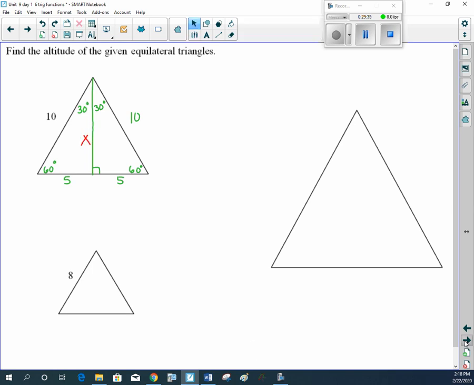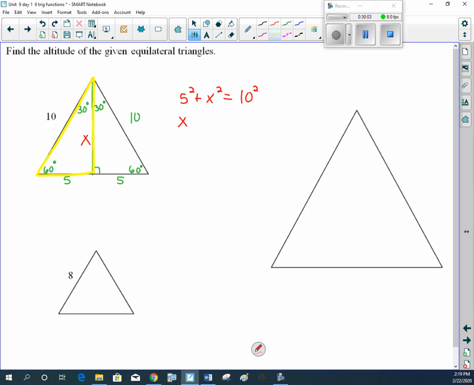Well, we have a right triangle here that we can use the Pythagorean theorem with. This is the right triangle that we're looking for right here. We just got to keep track of what's a, b, and c. So when I do the math on this, we'll say a squared is the 5, so 5 squared, plus b squared is the x, equals c squared, which is the hypotenuse.